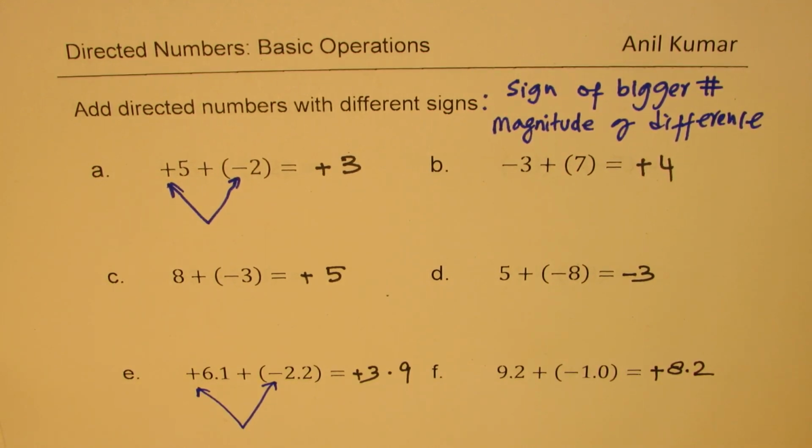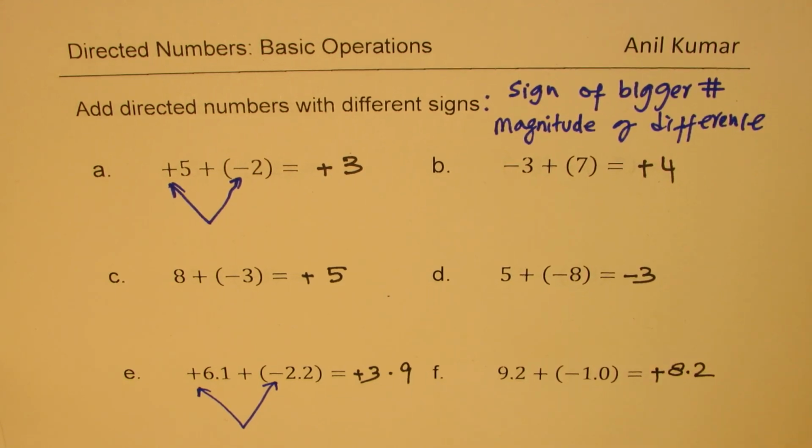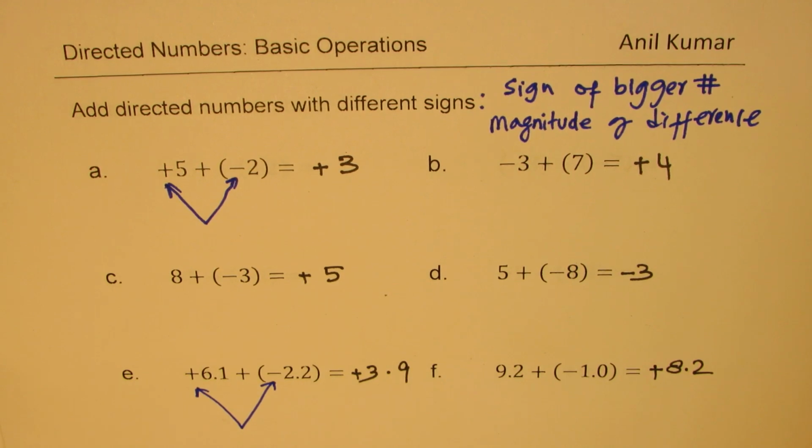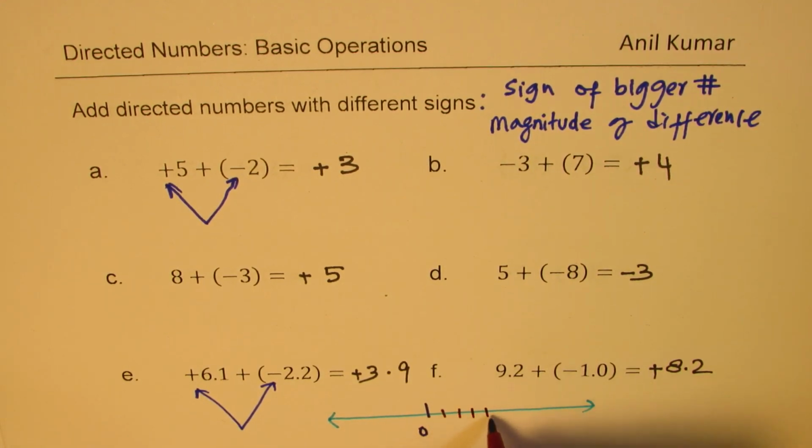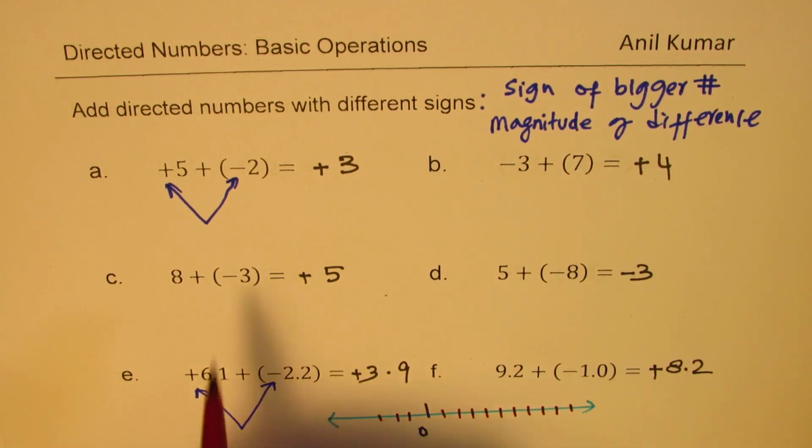So here in this case, the sign will be taken as that of the bigger number and the magnitude will be the difference. Now you could also visualize this on a number line, right? So if I have a number line, for example, and let's do 5 minus 2. Let's say this is our 0, right? So 5 really means that we have these units 1, 2, 3, 4, 5, 6, 7, 8, 9, 10 on the right side, right? So plus 5 means 1, 2, 3, 4, 5. You move to this place which is plus 5.